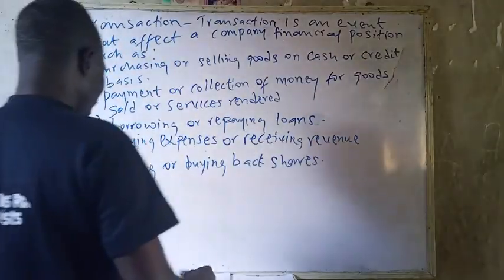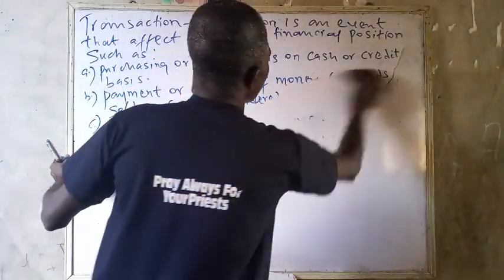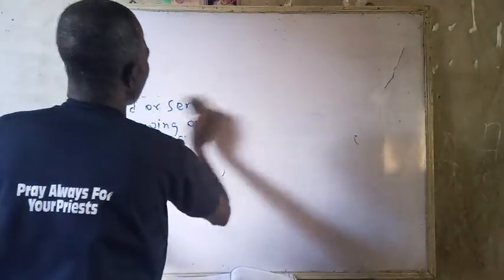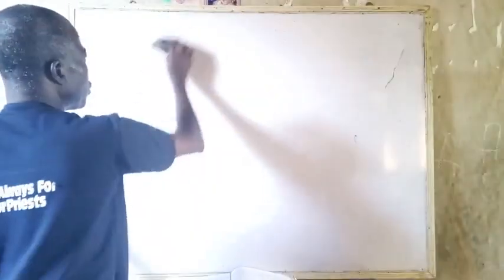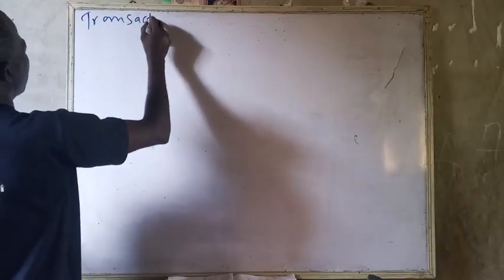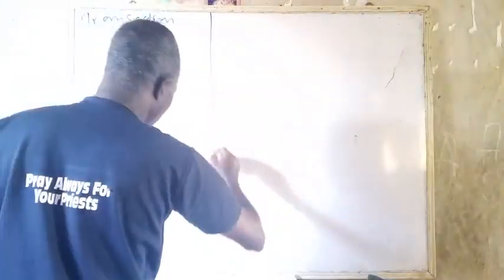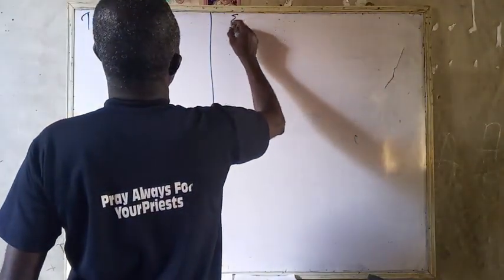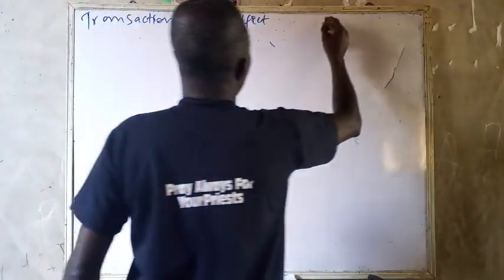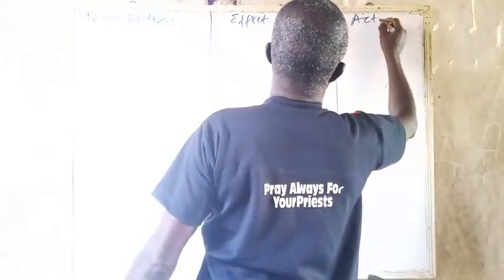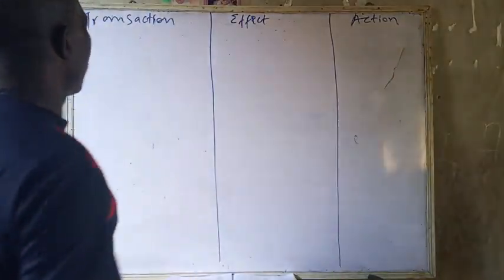So we go to the examples. I start with a table: transaction, effect, and action. Actions to take.